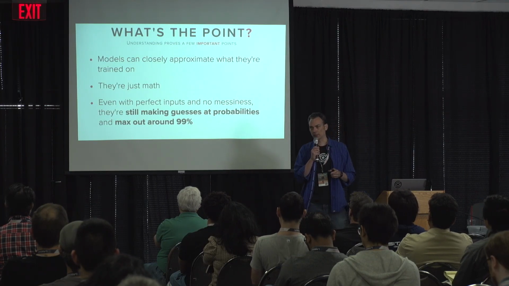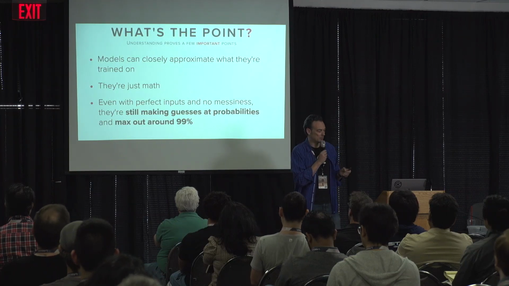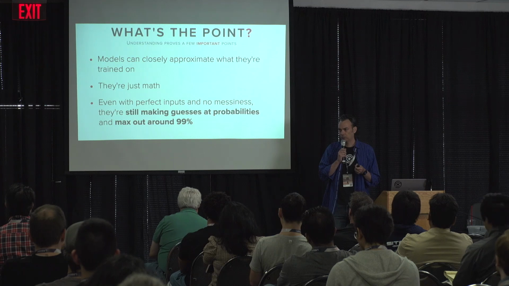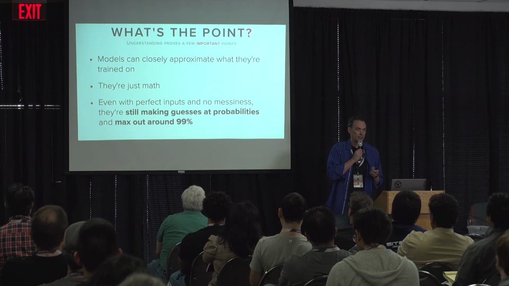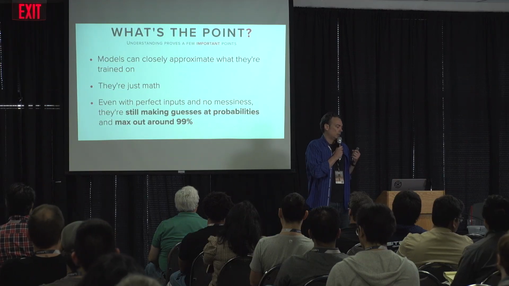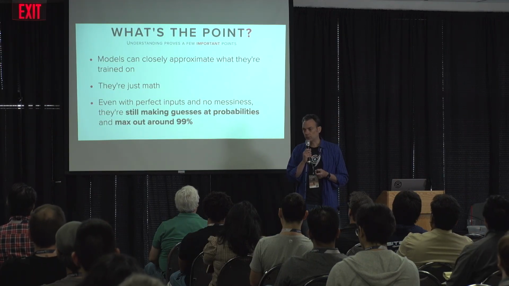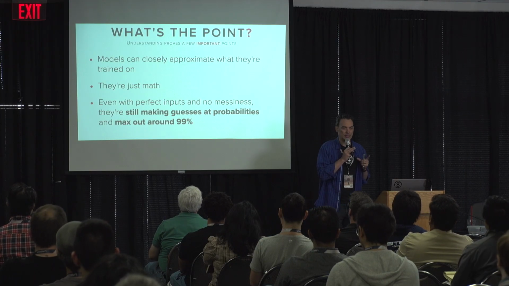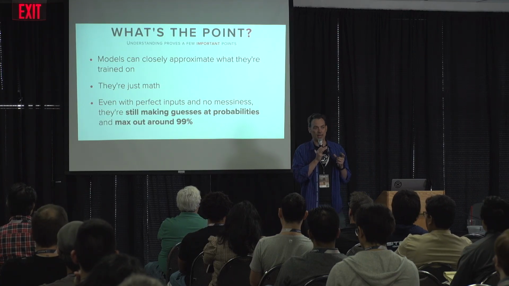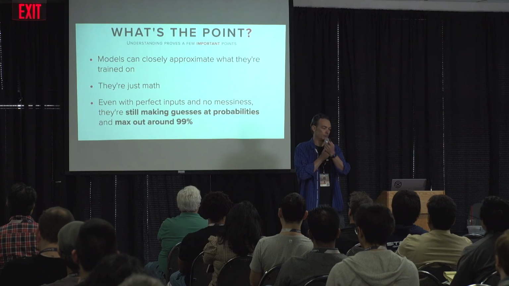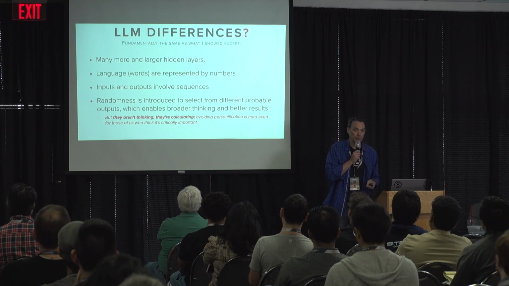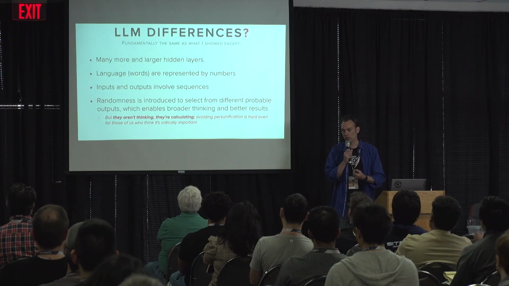Why the heck am I walking you through remedial neural networks? Give me a second to explain it. Models closely approximate what they were trained on. Okay? In this case, they're just math, and it works exactly like that, right? However, they're still probabilistic. We have this perfect data set with no overlap, no gray areas, nothing messy at all, and it maxes out around 99% accuracy, right? That's really important. I'm going to hammer on that point, and now you should hopefully have an intuition for why that is.